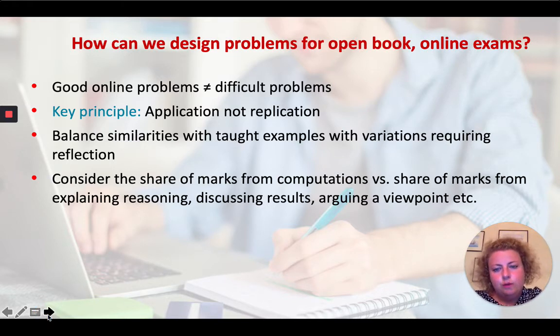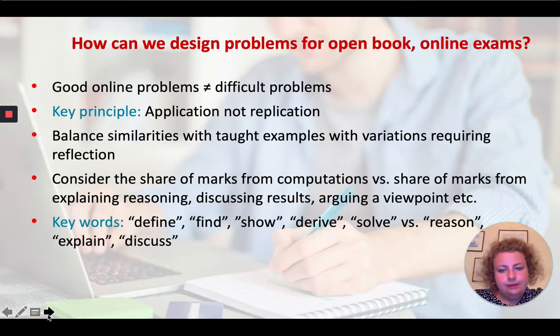Another thing that I think matters a lot is what proportion of marks arises from computations and what proportion of marks arises from explaining reasoning, discussing intuition, maybe giving an opinion or arguing a point of view. So these more qualitative aspects to complement the computations. And it's the latter that really distinguishes between different types of students, I've found. So let's think a little bit about keywords in exam questions. Words like define, find, show, derive, solve were all over the past paper questions of Micro Principles, which is the course I teach at LSE. Somewhat less so reason, explain, discuss. There was a strong emphasis on computation. With tweaks and twists and turns, but a strong emphasis on computation.